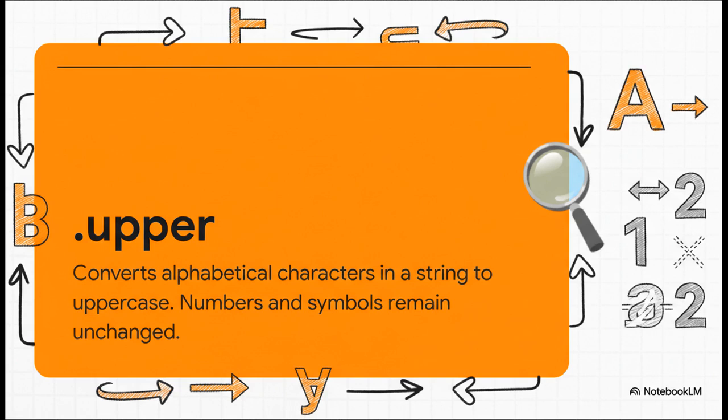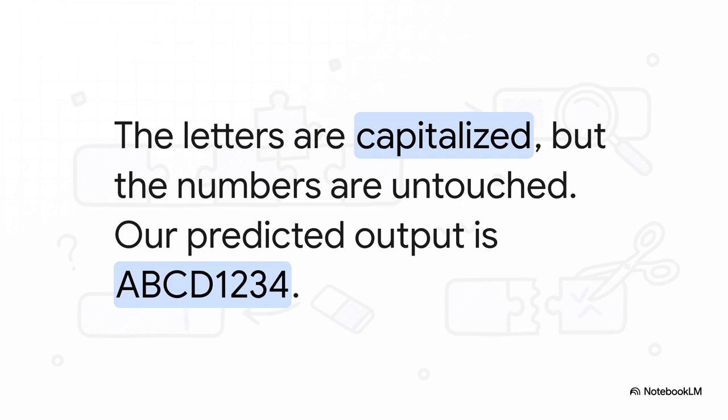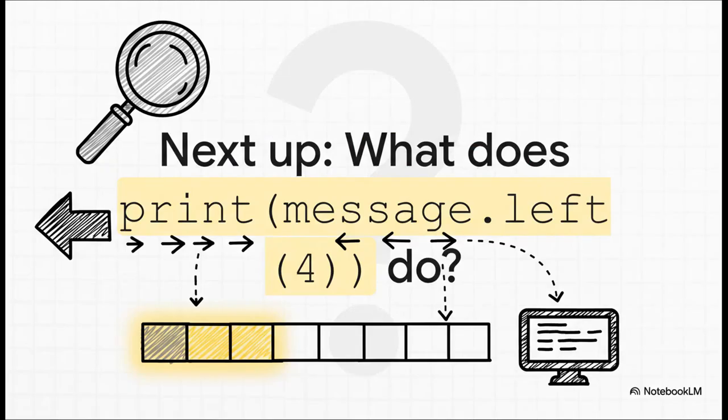Super handy in the real world, by the way, for things like usernames, so Bob and bob are treated as the same thing. So, what's our prediction? Well, the letters go uppercase, the numbers stay put. Simple as that. Our predicted output is ABCD1234. See? It knows exactly what to target. Okay, 1 down, 2 to go.